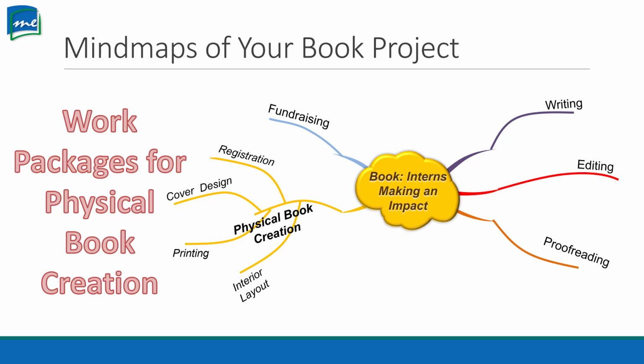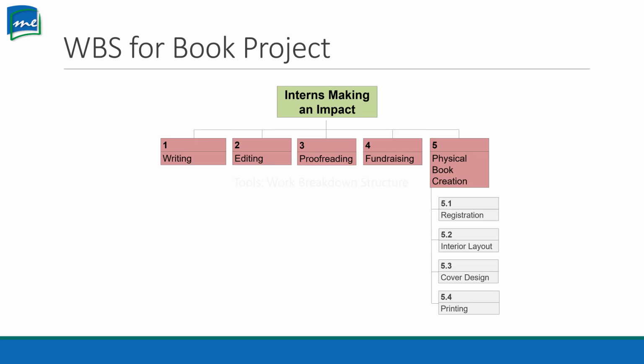But let's go ahead and do a work breakdown structure for this book project. All right, so we have Interns Making an Impact. Number 1 is writing, 2 is editing, 3 proofreading, 4 fundraising, 5 physical book creation. All right. So under number 5 there, we got 5.1 registration, 5.2 interior layout, 5.3 cover design, and 5.4 printing. So here's your work breakdown. That wasn't hard, was it?